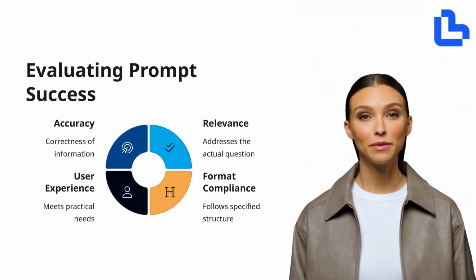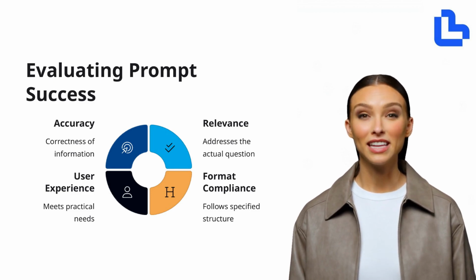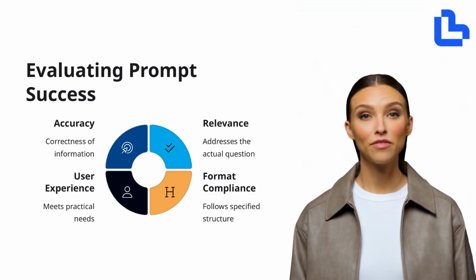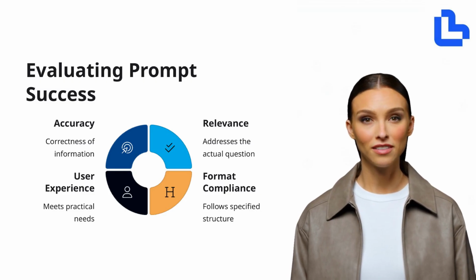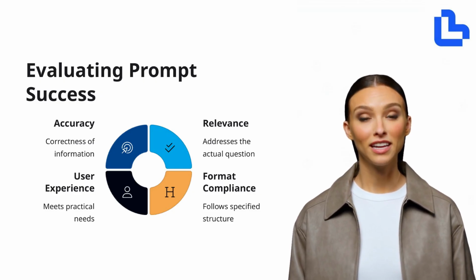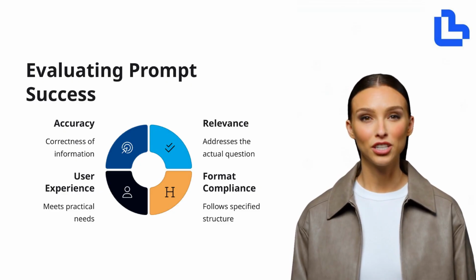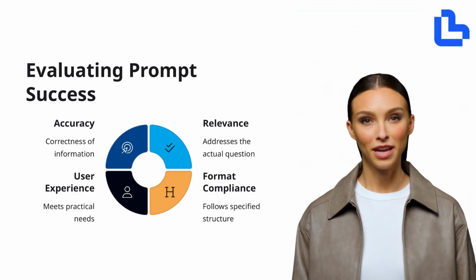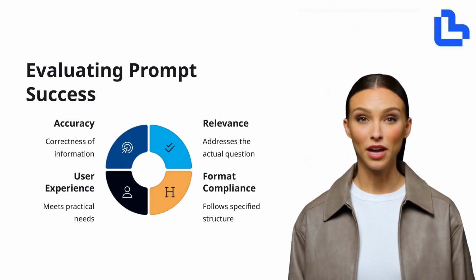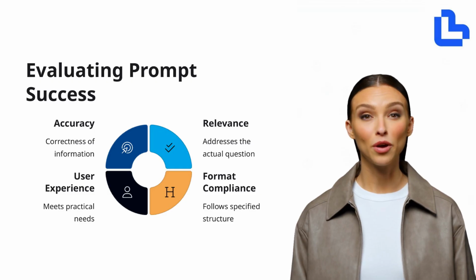Then, look at format compliance. Did the AI follow your formatting instructions? If you asked for bullet points, did it give you a paragraph? If you requested a 100-word summary, did it stay within that limit? Format matters, especially when you're integrating AI output into workflows or presentations. Finally, consider the user experience. Is the output useful, readable, and aligned with your goals? Would a stakeholder or customer find it helpful? This is where your judgment as a product professional really comes into play. By evaluating your prompts through these 4 lenses, you'll not only improve the quality of your outputs, you'll also sharpen your skills as a prompt engineer.